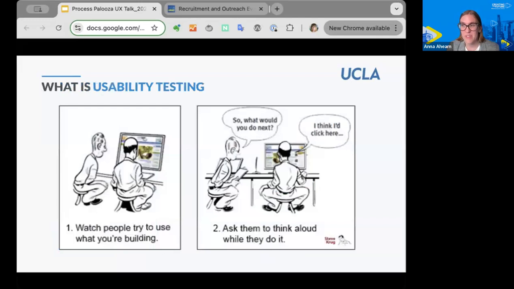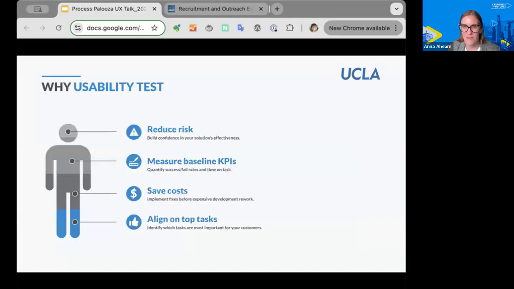So what is usability testing? The first, watch people try to use what you're building, and then asking them to think aloud while they do it. It really is as simple as that. You can use this for all of your products and services. These are illustrations from the book Don't Make Me Think by Steve Krug, which kind of the title of the book gets to what we're trying to do with all these methods for our customers.